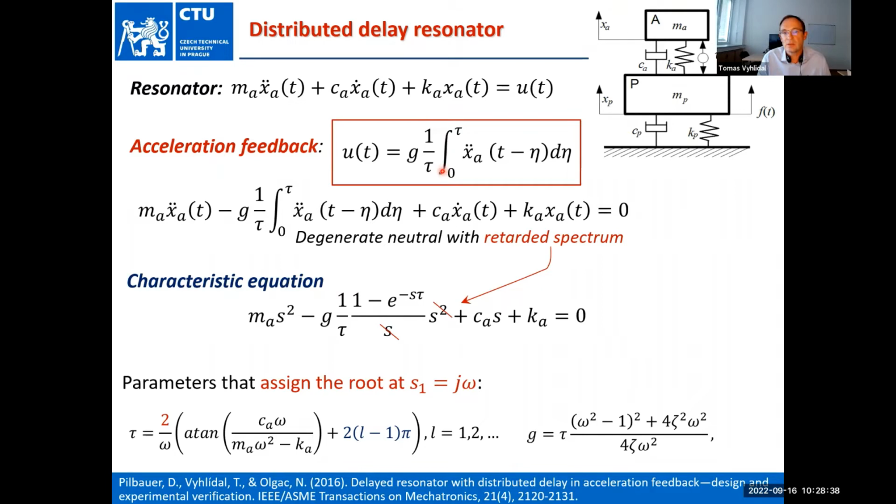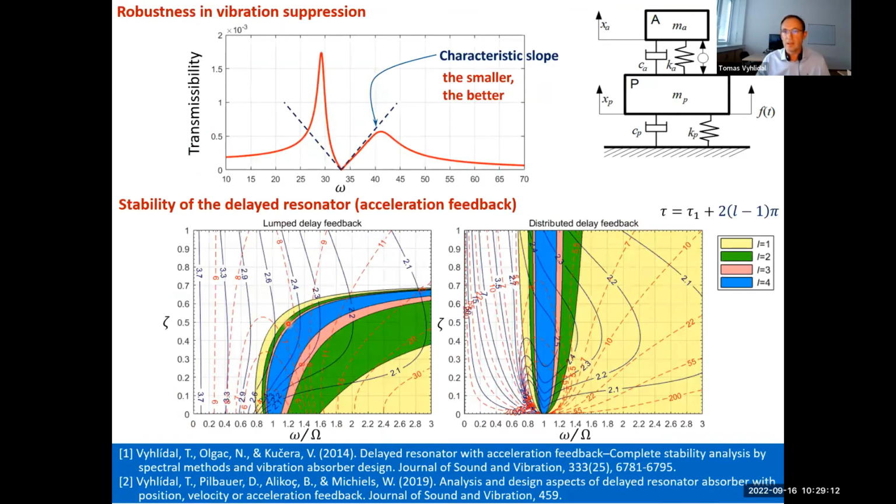So it's not that sensitive to the noise anymore, and it removes the neutrality. Yeah, so it turns the neutral problem into a retarded problem. To be precise, we still have a neutral system, but it's degenerate and the spectrum is retarded. We can nicely see in this Laplace transform form of the characteristic function that there is no second power of s delayed.